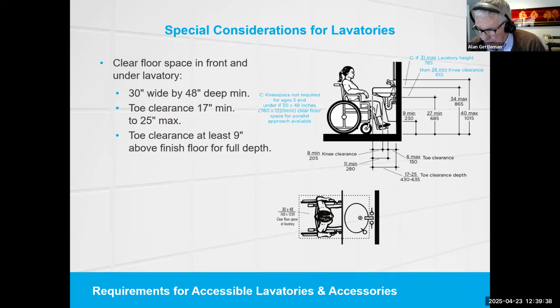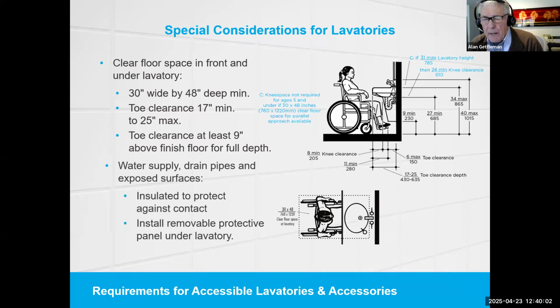Complete the design by providing the required amount of toe clearance depth underneath the lavatory of 17 inches minimum to 25 inches maximum. And then the toe clearance height has to be 9 inches minimum for the entire depth of the lavatory.